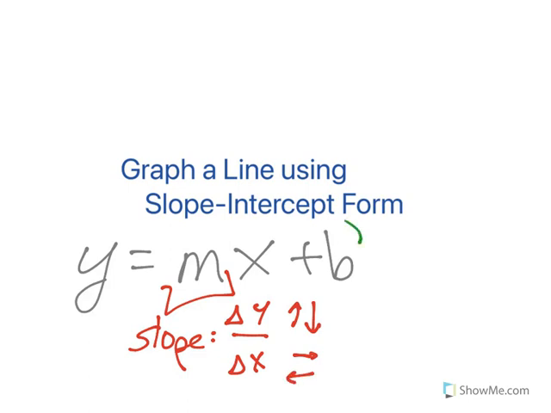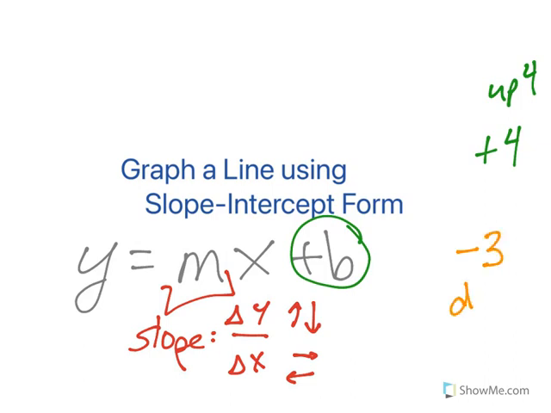And then we have the y-intercept. So in the equation, if you would have a plus 4, that means you go up 4. Because the plus signs are the same, so the 4s are the same. If you would have a minus 3, that means you're going to go down 3 on the y-axis. We always start with the y-intercept, and then we use the slope to find our next point.